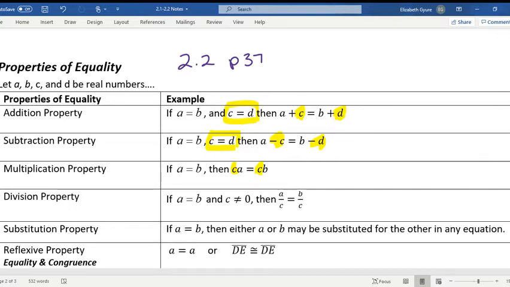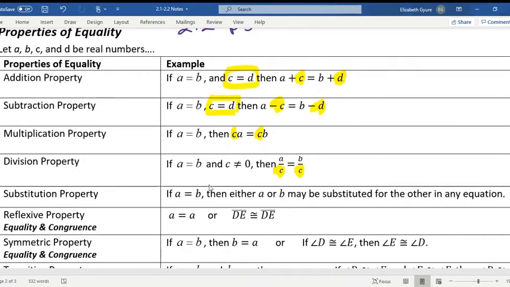And division property, if A equals B and C does not equal 0, then A divided by C equals B divided by C. Again, you may divide both sides by the same value. So those should all be pretty familiar. Those are things we use when solving equations.